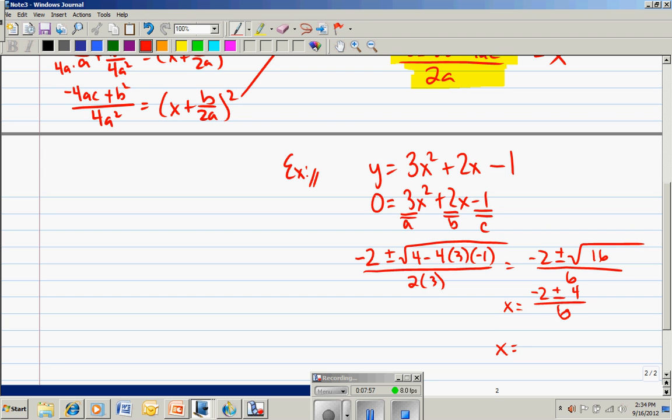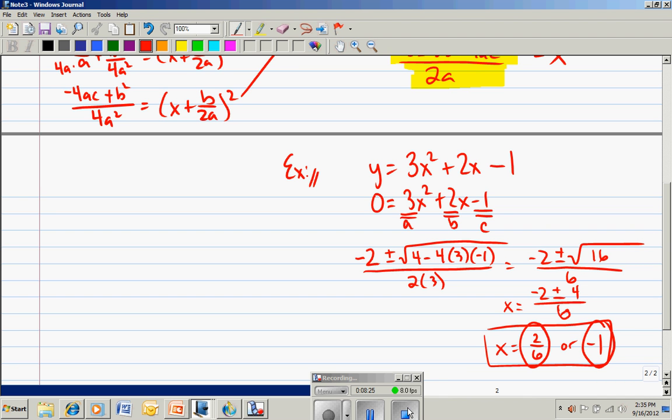So we've got x is equal to, if we have negative 2 plus 4, that's 2 over 6. Or we have negative 2 minus 4, that's negative 6 over 6, which is negative 1. So this graph of 3x squared plus 2x minus 1 is going to apparently cross the x-axis at about 1/3 and negative 1. And there's the quadratic formula put to work.